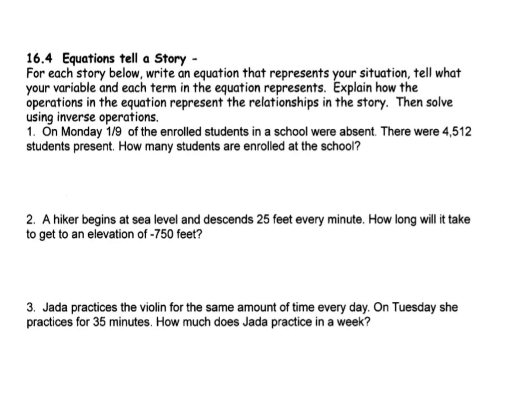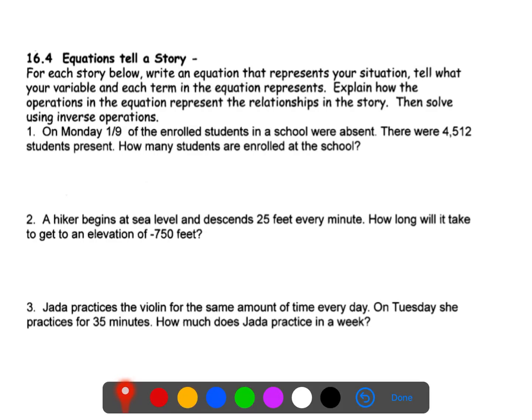So it says to write an equation to represent the situation, then tell what the variable and each term in the equation represents, and then of course we're going to solve it. Now the first situation says on Monday, 1/9 of the enrolled students in a school were absent. There were 4,512 students present. How many students are enrolled at the school?